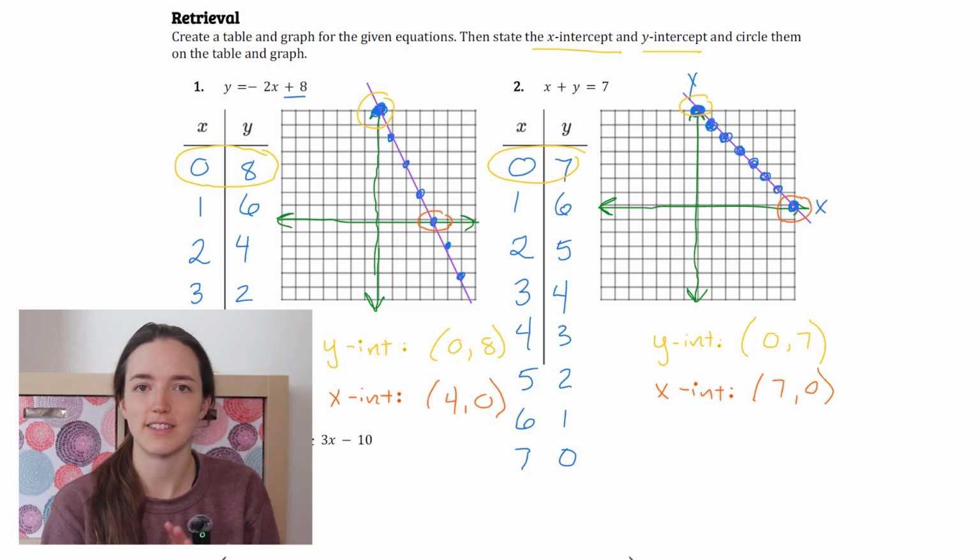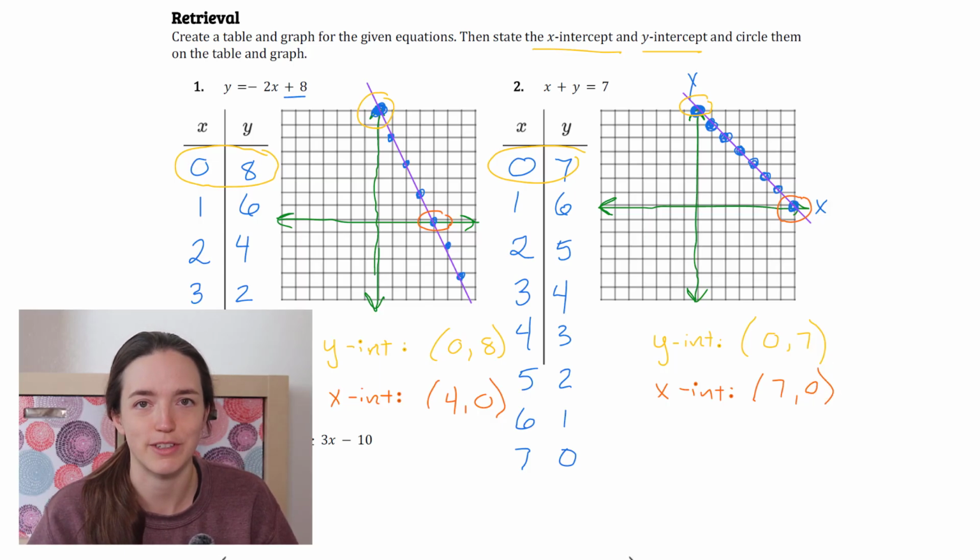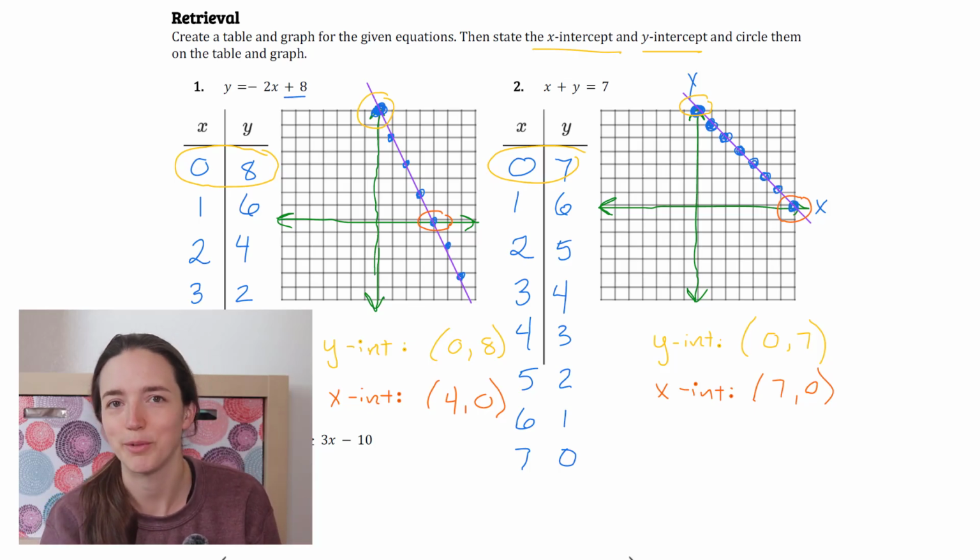All right, we're going to see this type of equation a lot more in this unit, so if it feels weird right now, don't worry. We'll get used to it.